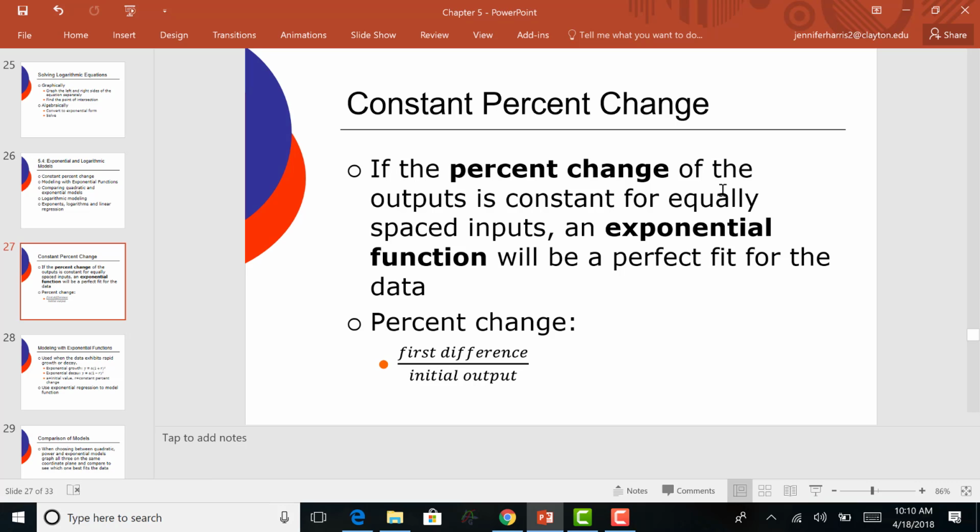So, questions? That's what you're going to do for this particular type of problem that you're going to see in the homework. It's called the constant percent of change. That's why you ended up dividing. Because you're dividing, that's why it's called a percent change.